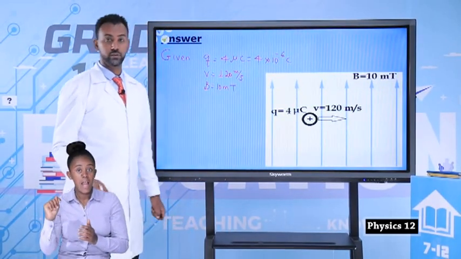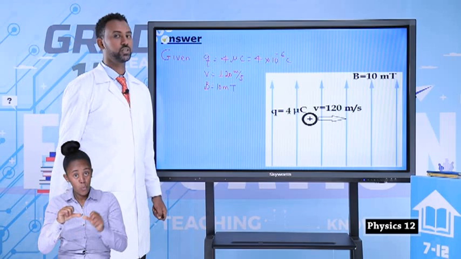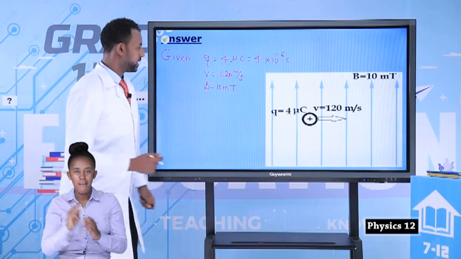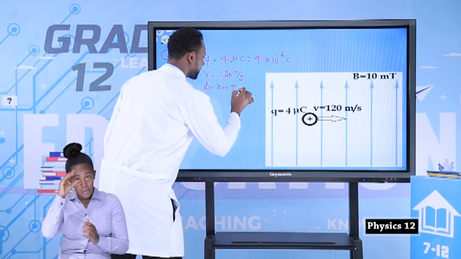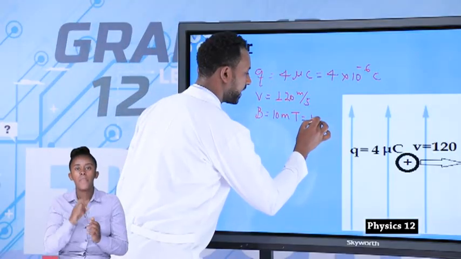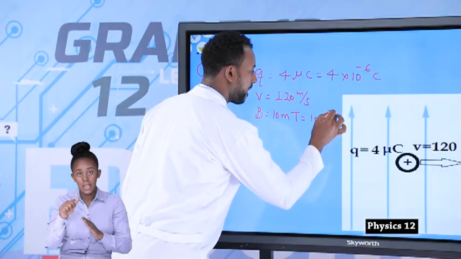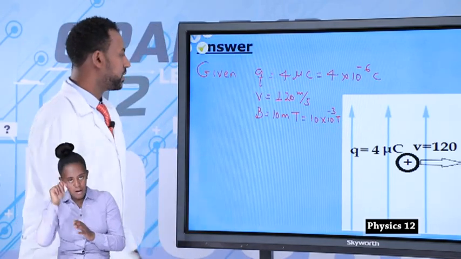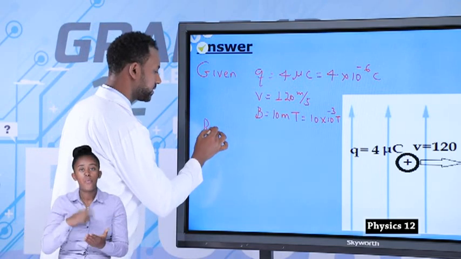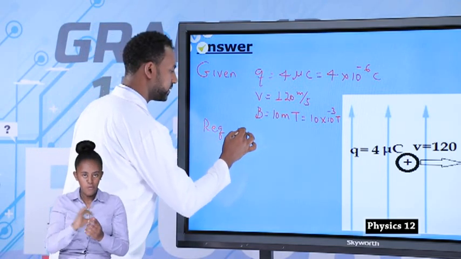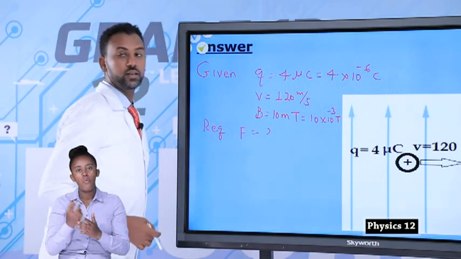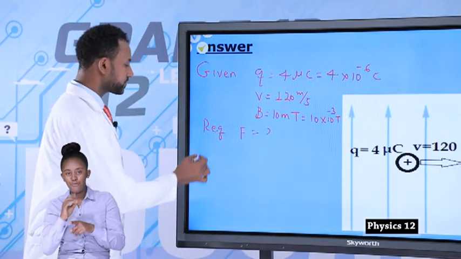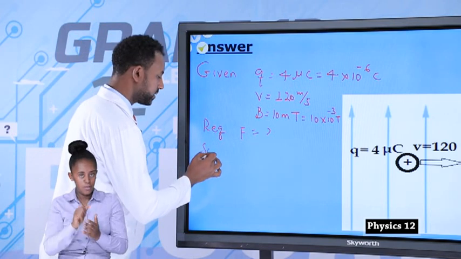By the way, the SI unit of magnetic field is the tesla. We have already mentioned that it was given in honor of Nikola Tesla. So 10 millitesla can be equivalently represented as 10 times 10 to the power of minus 3 tesla. Therefore, we are asked to find the magnetic force. What are the magnitude and direction of the force? That is the question.